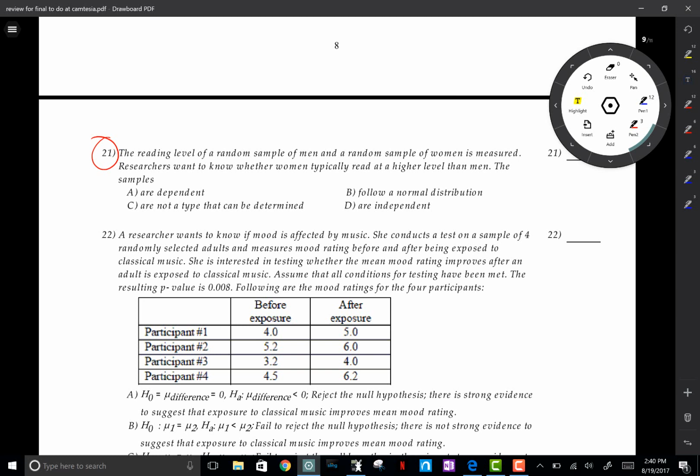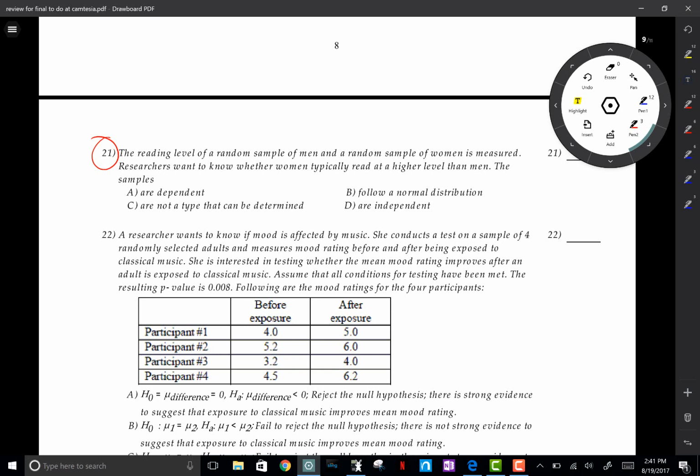Usually when we're talking about a dependent data set, we're talking about something like twins: one twin would go to one study, and the other twin would go to the other study. Since they share the same blood and the same genetics, it would be like testing one person.